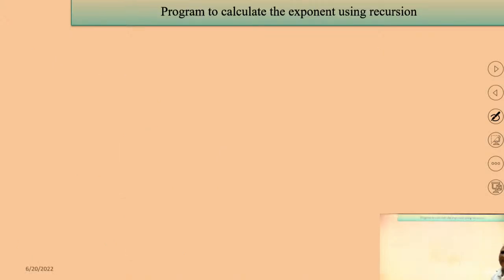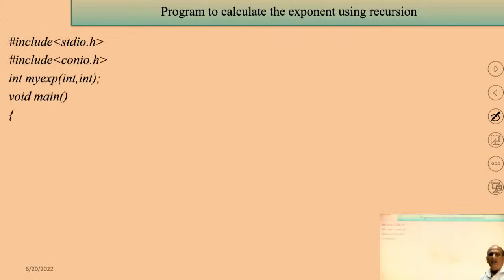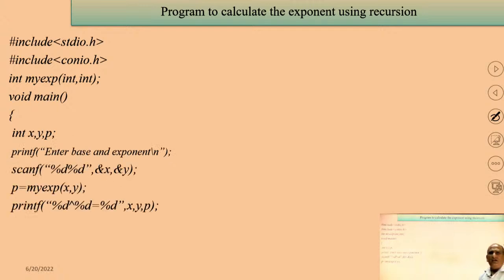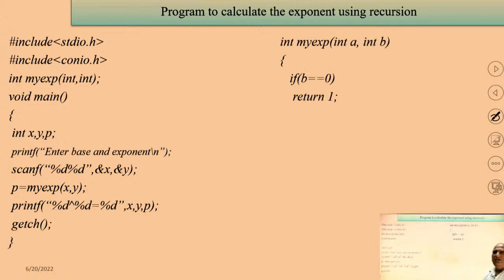This way we can find the value of a to the power b, and this same concept has been implemented in the form of a program over here. Here you can see that I have defined the my x function on the right hand side. My x has two parameters a and b, and the same concept has been implemented. If the value of b equals 0, it returns 1, because if the exponent value is 0, whatever the base is, the result is 1.